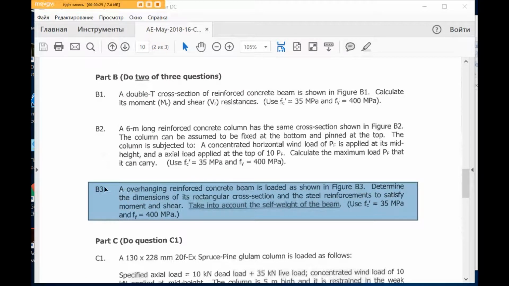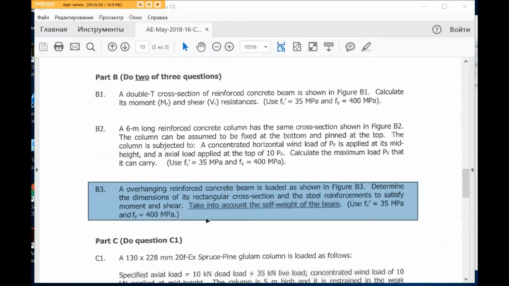So I'm just going to read this problem real briefly, and we're going to proceed. What we have is an overhanging reinforced concrete beam loaded as shown in figure B3, and we need to determine the dimensions of its rectangular cross section and the steel reinforcement to satisfy moment and shear. We also need to take into account the self weight of the beam, and we have a compression strength of concrete of 35 megapascal and a yield strength of steel of 400 megapascal.